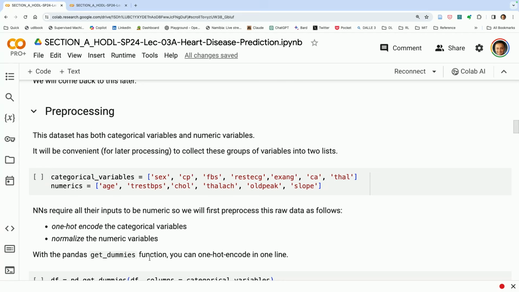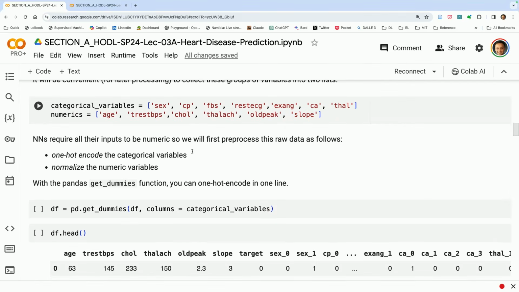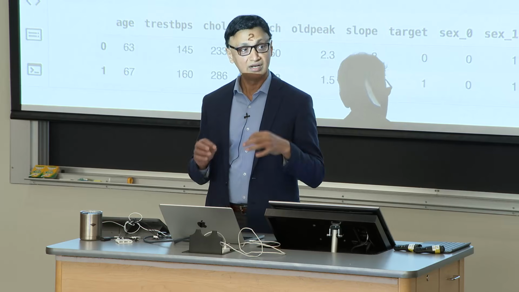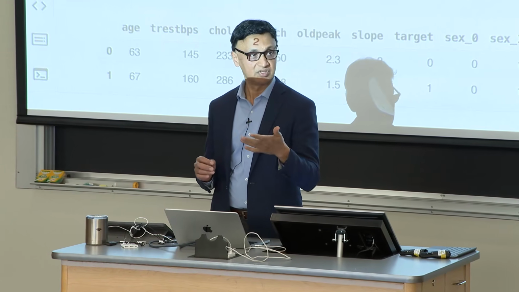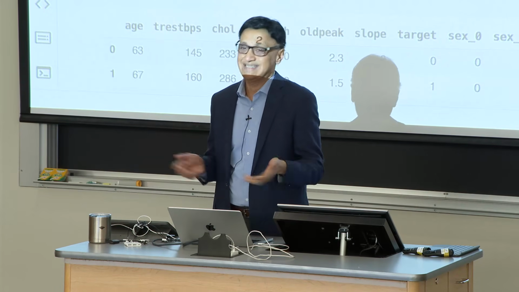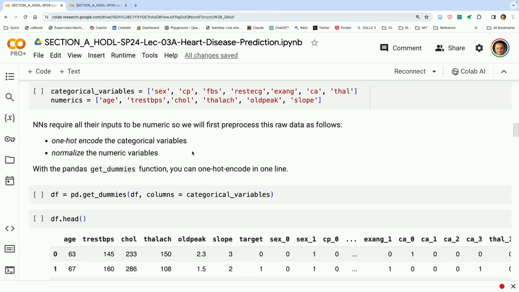So the first thing we want to do is pre-process it, because this data set has both categorical variables and numeric variables. It's usually convenient to group them into two different groups. So I have listed all the categorical variables here and the numerics here. For pre-processing, we have to take the categorical variables and one-hot encode them. The reason is that, unlike, say, a decision tree model, a neural network cannot handle categorical inputs directly. It can only handle numeric inputs, which means we have to numericalize every categorical thing that comes in. There are many ways to do it, but the standard way is one-hot encoding. And for the numeric variables, we need to normalize them, and I'll come to that in a second.